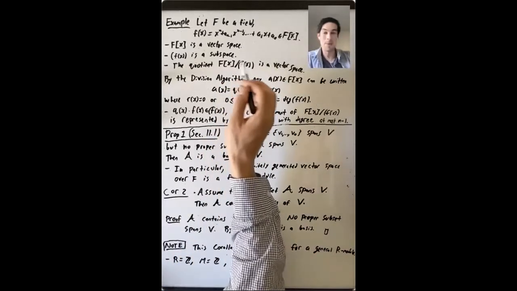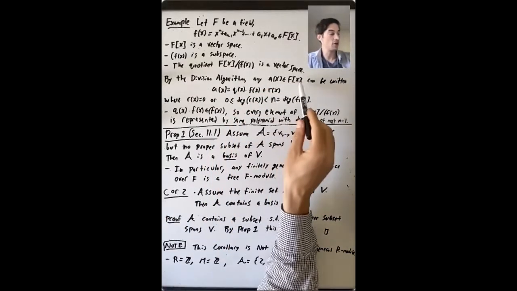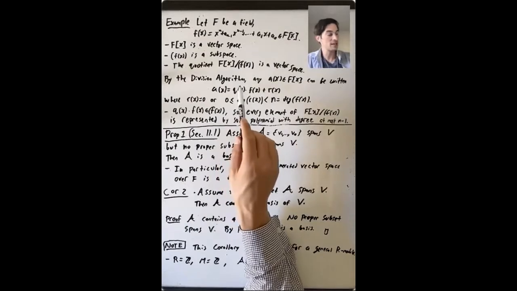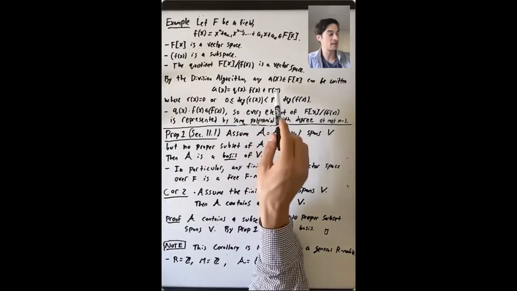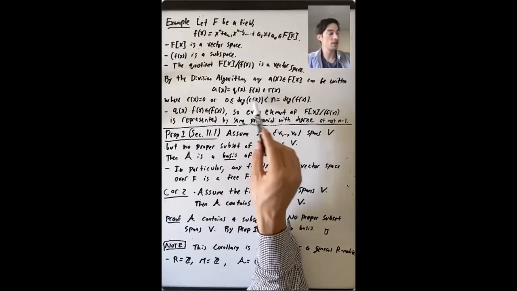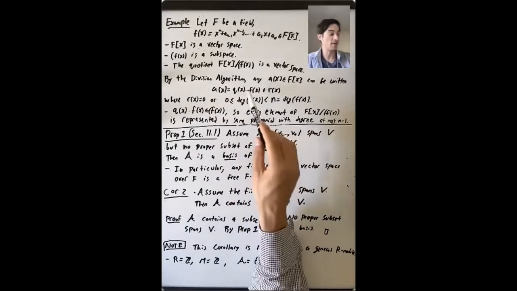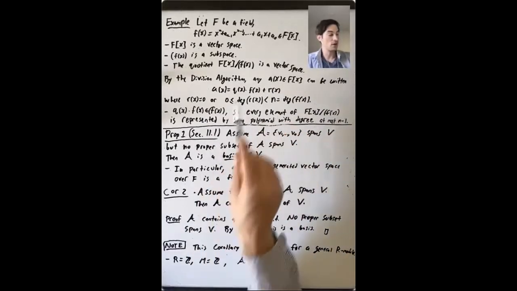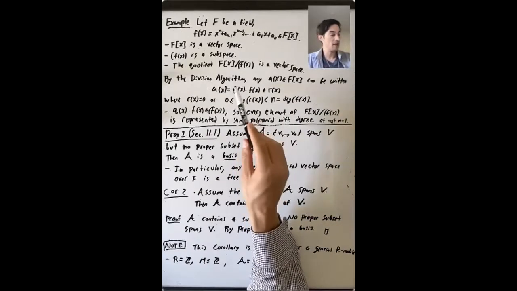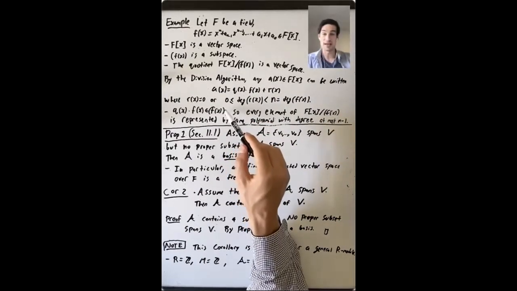What is a basis for this vector space? So by the division algorithm, you take any polynomial in F[x], and you can write it as q(x) times f(x) plus r(x), where either r(x) is 0 or the degree of r(x) is less than n, the degree of f(x). So q(x) times f(x) is always in the ideal generated by f(x).